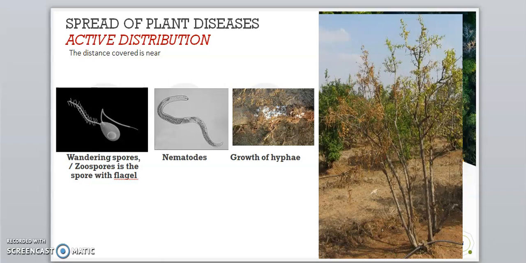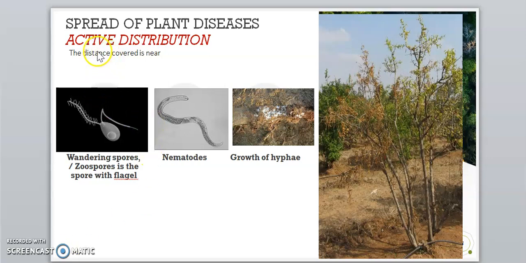Okay, I'm sorry. We continue about the spread of plant disease. We have two kinds of spread of plant disease: active distribution and passive distribution.